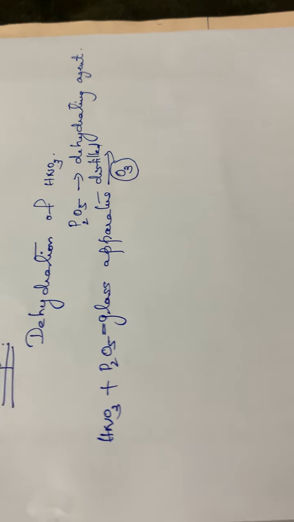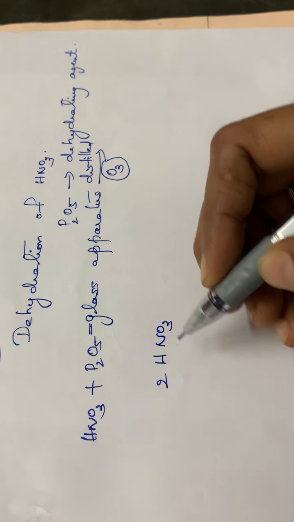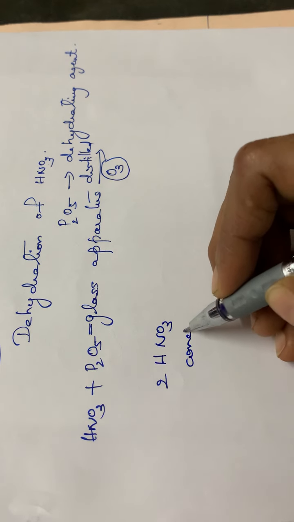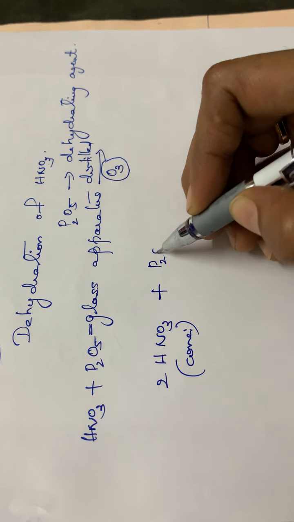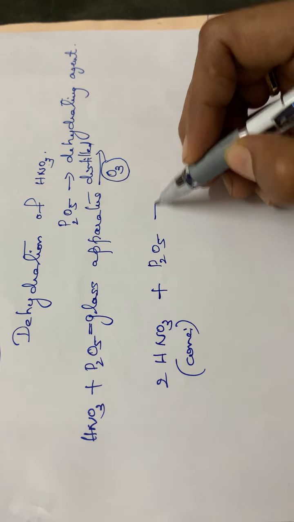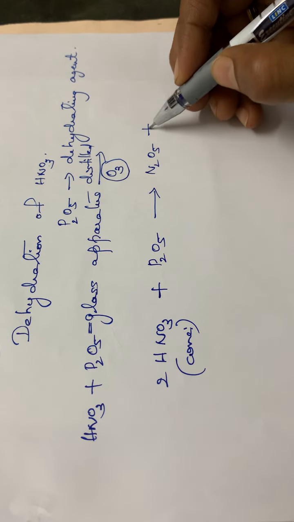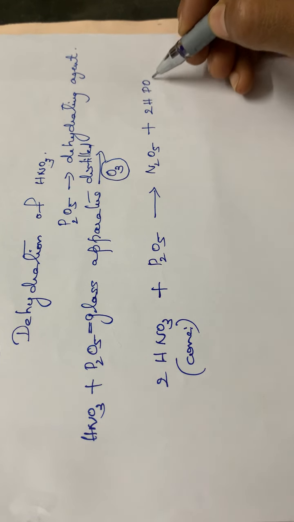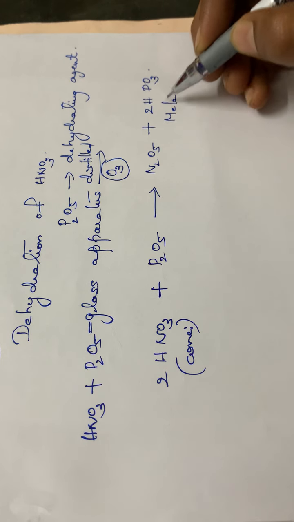Okay, so let us write the equation. 2HNO3, where the HNO3 used is concentrated nitric acid, plus phosphorus pentoxide P2O5, giving N2O5, dinitrogen pentoxide, plus 2HPO3. What is HPO3? HPO3 is metaphosphoric acid.